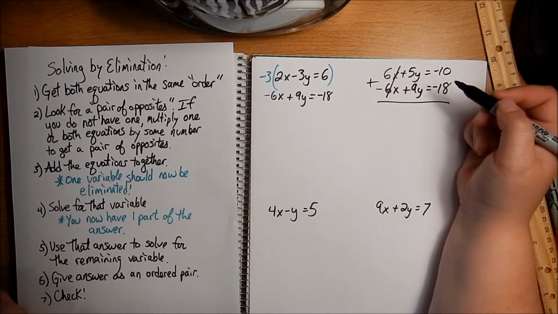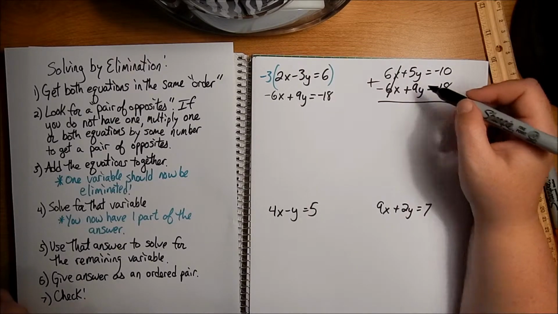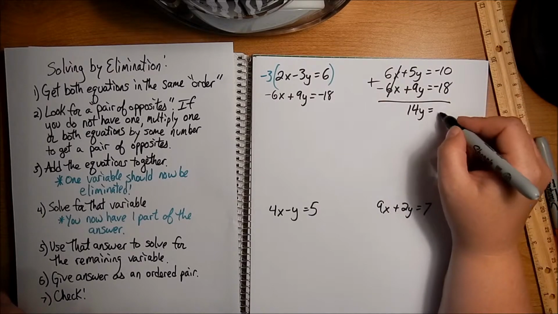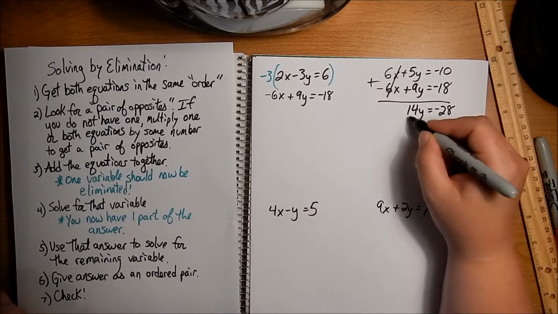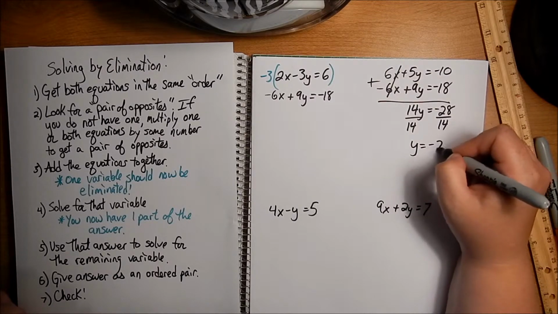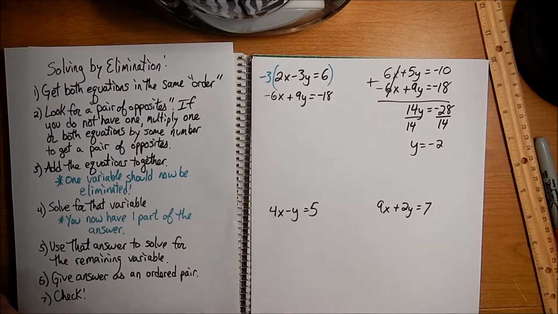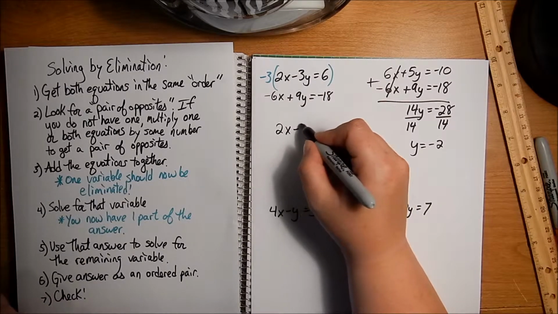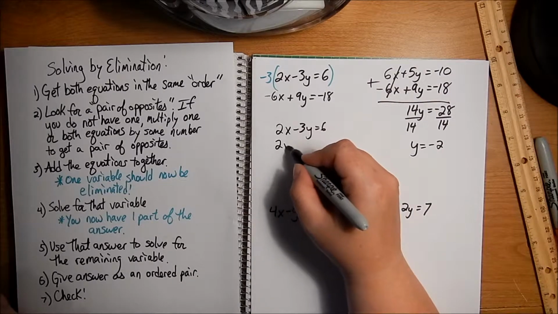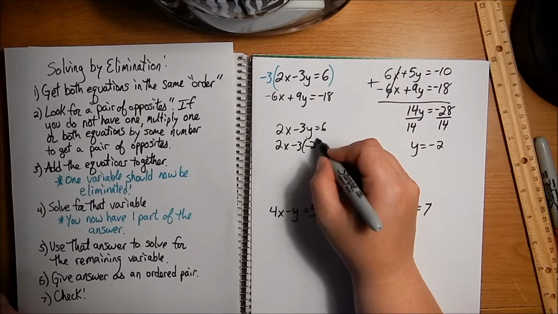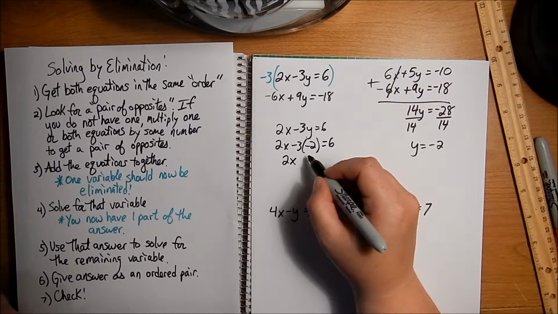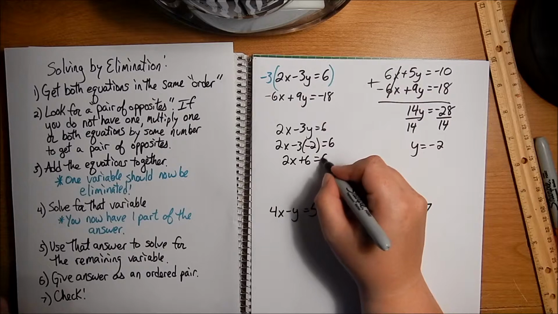And I'm going to add those equations together. 6x minus 6x cancels itself out. 5y plus 9y is 14y. And -10 plus -18 is a -28. So if I divide both sides by 14, it turns out that y is a -2. And if I go back to my original, 2x minus 3y equals 6, I can plug in -2 for y. So now I get 2x, -3 times -2 is a positive 6 equals 6.